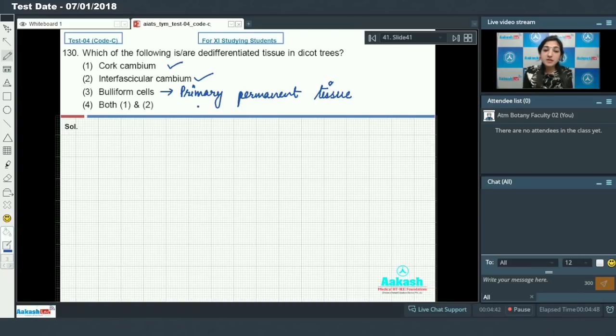So in the leaves of grasses, modified epidermal cells are bulliform cells. So this is not the dedifferentiated tissue. So this is incorrect. So out of these, which of the following are dedifferentiated tissue in dicot trees? Cork cambium and interfascicular cambium. So answer to this question is both 1 and 2. That means option number 4. Moving on to the next question, that is question number 131.